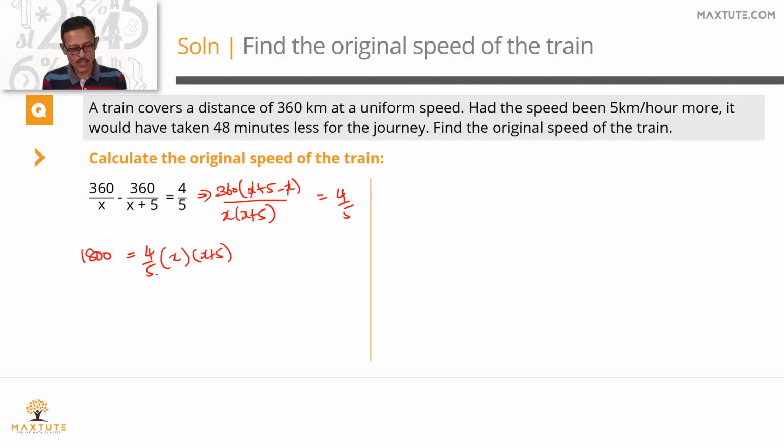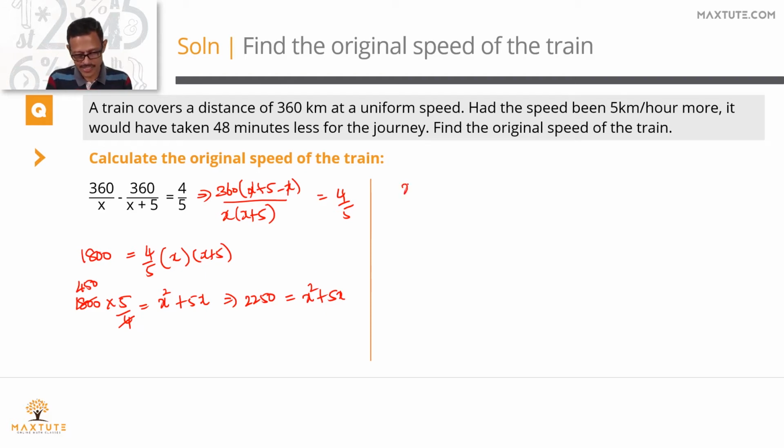We'll do two things. I'm going to cross multiply this 4 by 5 to the left hand side. So that will make it 1800 into 5 by 4. This is equal to, expand this, x square plus 5x. 1800 cancels with the 4 in the denominator to leave us with 450. 450 into 5 is equal to 2250. This is equal to x square plus 5x. Take all terms to one side. We'll see the usual quadratic equation that we are used to seeing, ax square plus bx plus c format. So this equation is x square plus 5x minus 2250 is equal to 0.